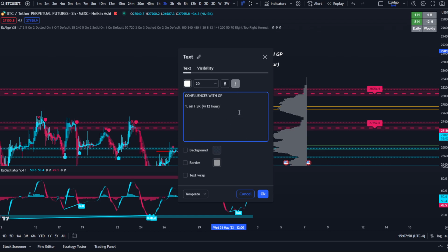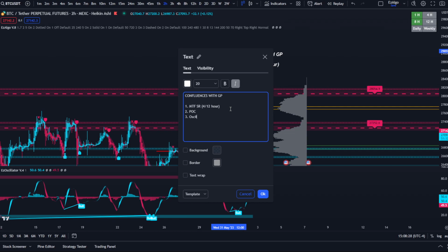I could have a 4-hour and a 12-hour overlapping and a golden pocket. There's so much confluence that there's going to be some sort of reaction from that level. All right, second confluence, right? Point of control. If you see you have a point of control at or near a golden pocket with a support level, that's even more confluence to take the trade.